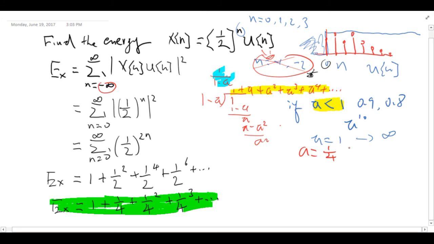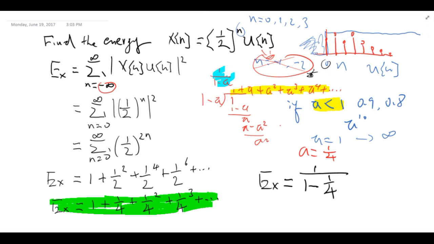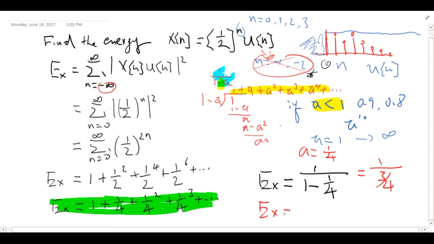So because of that, we can come back here. Ex is equal to 1 over 1 minus 1 over 4. Mind you that this one is minus 1. Then we will have 1 over 3 over 4. So Ex is equal to 4 over 3. That is the answer.